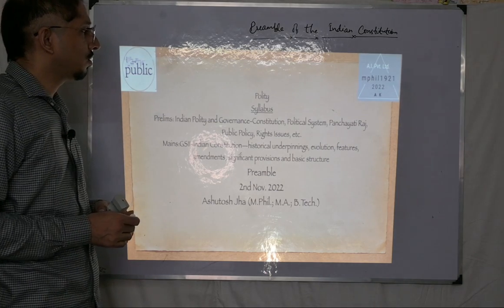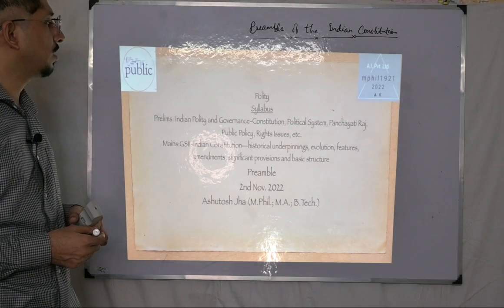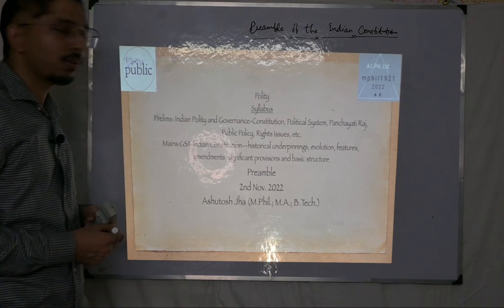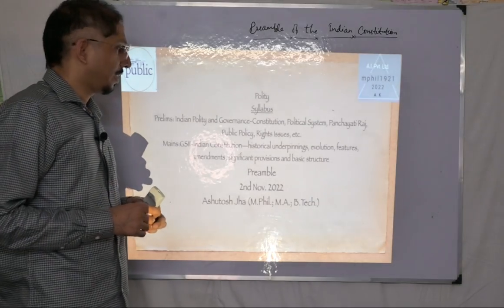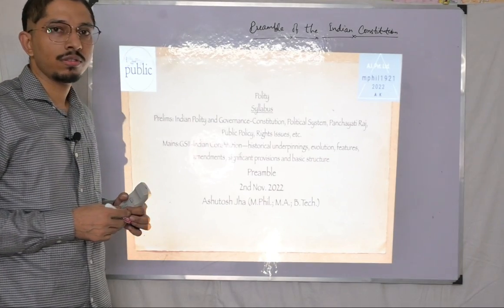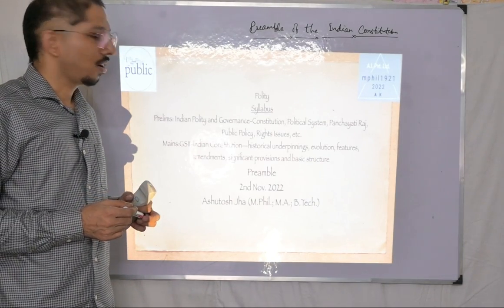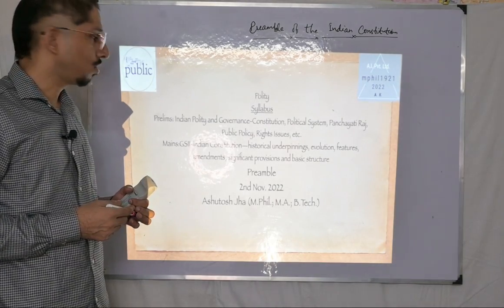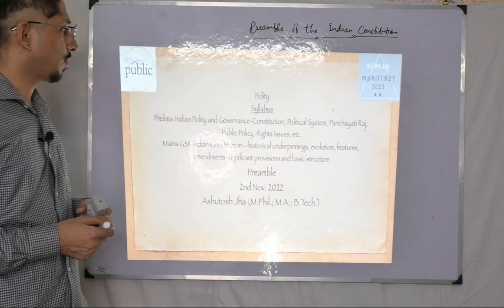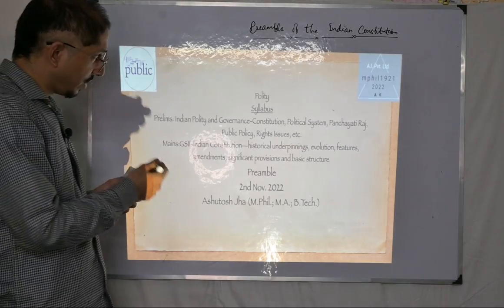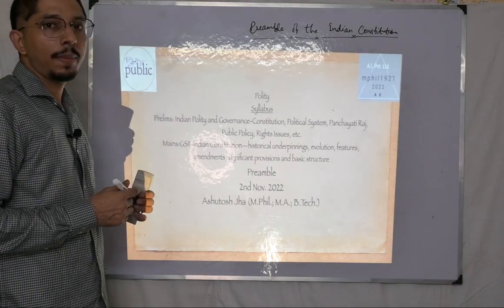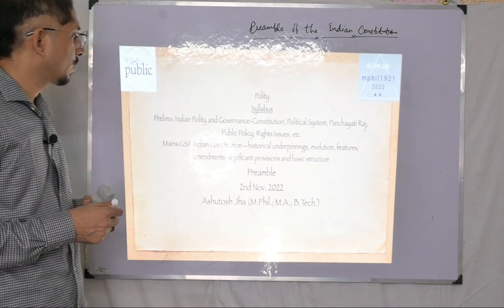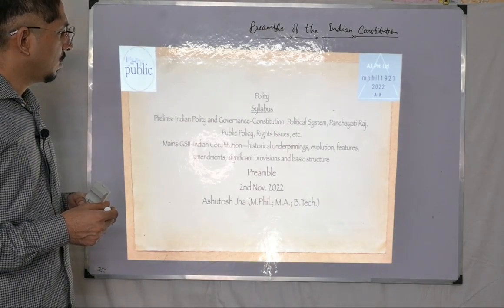Indian polity and governance, constitution, political system, panchayati raj, public policy, rights issues. And in GS paper 2, you will see the historical underpinnings also. All those acts, Regulating Act, Charter Act, Government of India Acts, are passed by the Parliament of England, Britain. You will see those acts also, their features and evolution, and how these acts helped in shaping our constitution, because the Government of India Act 1935 is called the mini constitution, along with other significant provisions and basic structure.